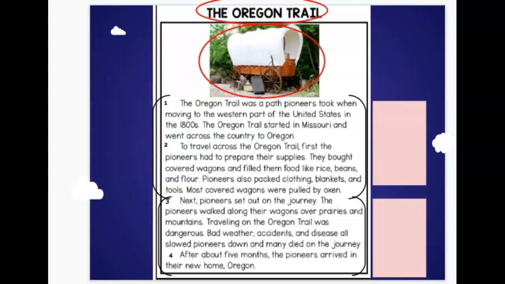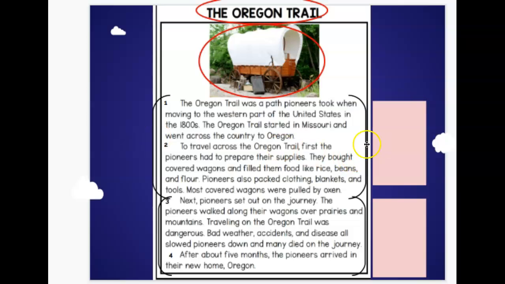The Oregon Trail was a path pioneers took when moving to the western part of the United States in the 1800s. The Oregon Trail started in Missouri and went across the country to Oregon. To travel across the Oregon Trail, first the pioneers had to prepare their supplies. They brought covered wagons and filled them with food like rice and beans and flour. Pioneers also packed clothing, blankets, and tools. Most covered wagons were pulled by oxen.